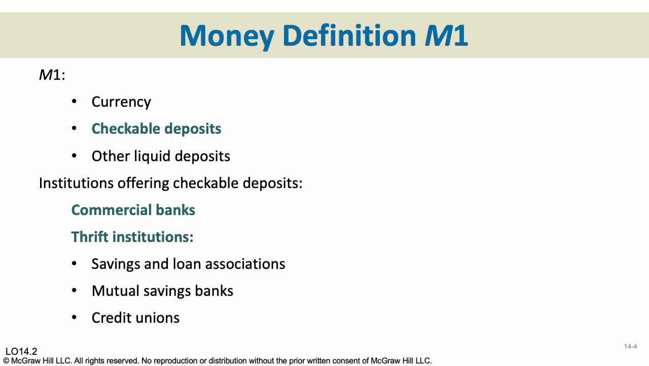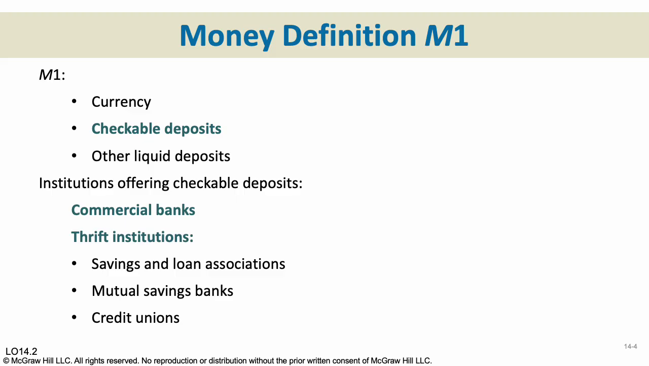So money meets multiple definitions in an economy, and M1 is liquid money. M1 is currency, so physical cash, checking accounts, and other very liquid deposits, meaning bank accounts that you can easily access.